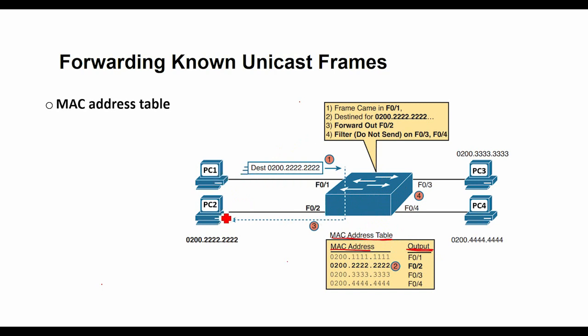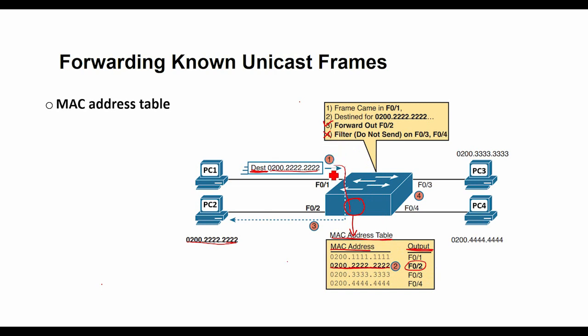In this figure, PC1 sends a frame with the destination MAC address, as you see, PC2's MAC address. The switch compares the destination MAC address to the MAC address table, matching the bold table entry. The matched table entry tells the switch to forward the frame out port 502 and only port 502.